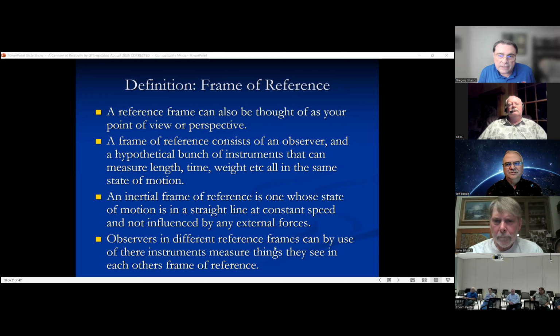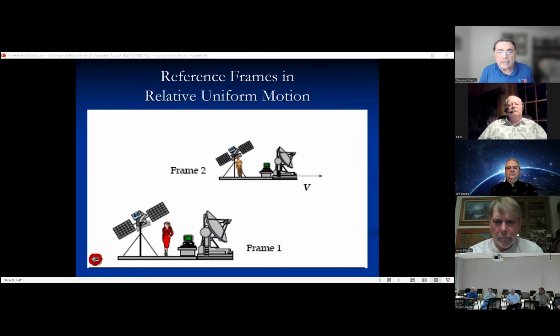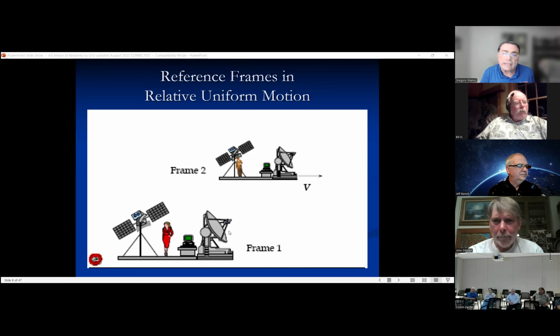Okay, so observers in different reference frames can use the instruments to measure things. Here's an example, two frames of reference, or two perspectives. Think of these as cars. This one's moving fast. This is a Ferrari, and this is a Fiat. The Ferrari's moving very quickly, and from the Fiat's frame of reference, you can measure how the Ferrari's doing, its speed, weight, and length, and vice versa.